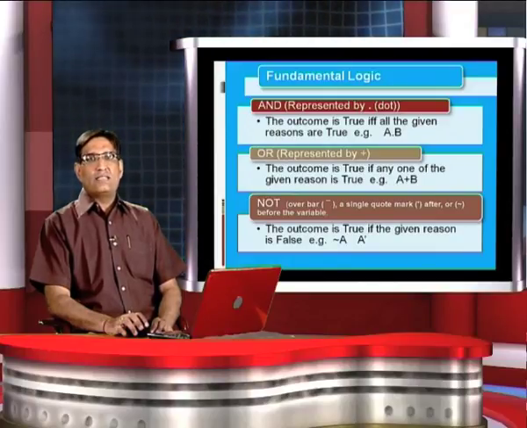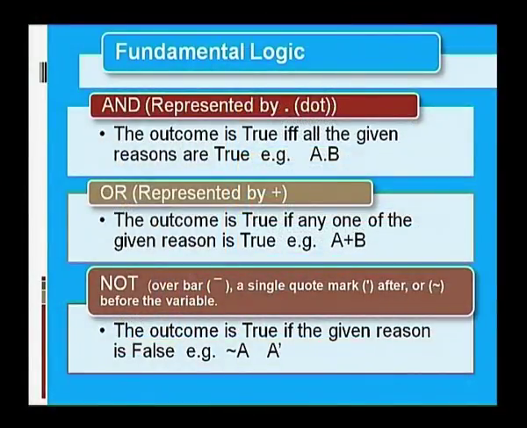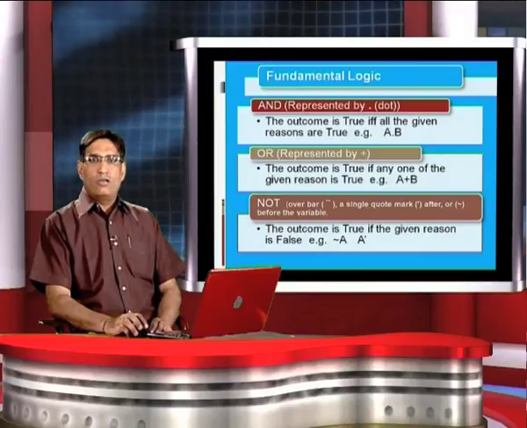Now the third logic is termed NOT logic or negation logic. Negation is nothing but inversion of the inputs. It says that if the input happens, the output doesn't happen. If the input doesn't happen, then the output happens. So the outcome is true if the given reason is false. In computers it is represented by many symbols, that is by placing a bar over the variable, or by placing a quotation mark after the variable, or placing a tilde character before the variable. So these are three fundamental representations of NOT logic.